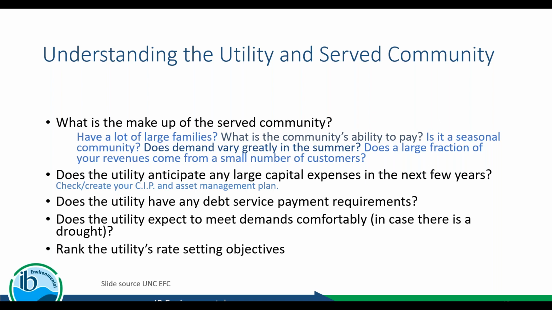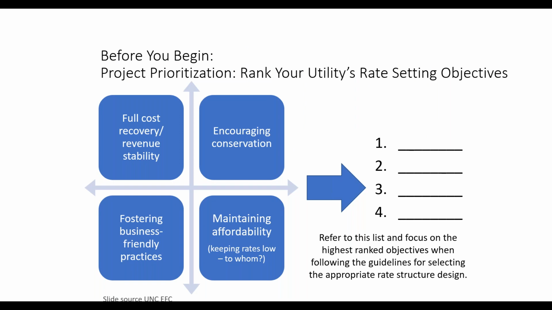And again, to reiterate, there should actually be an exercise where the utility's decision makers rank these different priorities or objectives. So again, this is a tool that I used a lot that was developed by the Environmental Finance Center. And so project prioritization is embedded here. There are only 4 objectives on this particular slide, but the given utility can come up with other objectives and rank them. So the point here is to refer to this list of ranked priorities or ranked objectives and focus on the highest ranked objectives when following the guidelines for setting or selecting the appropriate rate structure design.